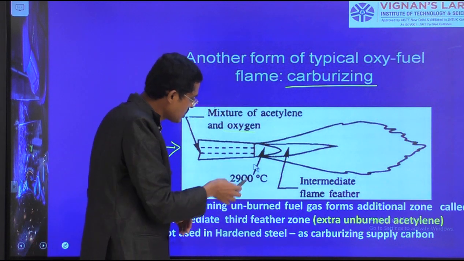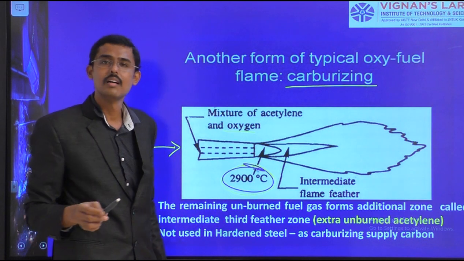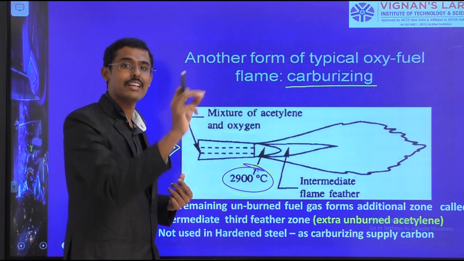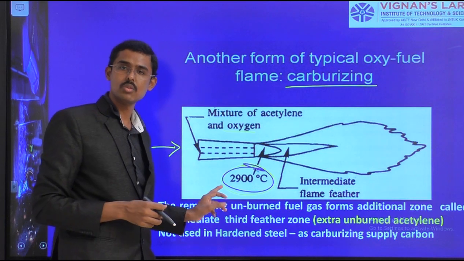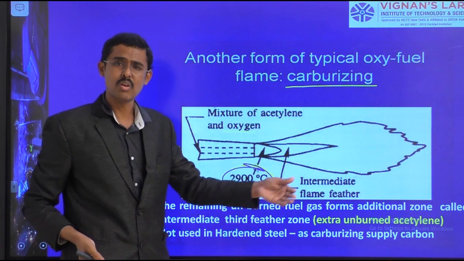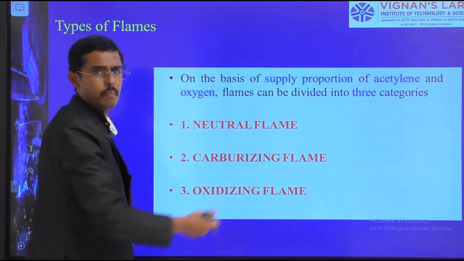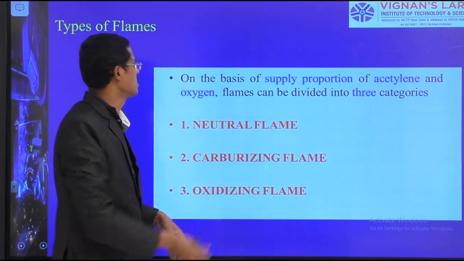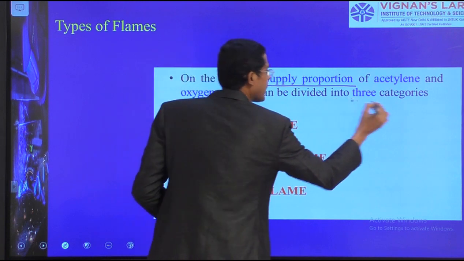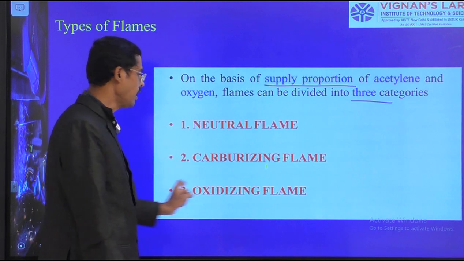So what happens here? The inner cone is around 2900 degrees centigrade. There we have seen the oxidizing process with 3100 inner cone. Here we are seeing 2900 degrees centigrade in the inner cone. The outer cone similarly is lesser than that, maybe 1270, 1260 degrees centigrade. Likewise we can see. So finally, I am dividing into three categories on the basis of supply proportions. The acetylene and oxygen flames can be divided into three categories: neutral flame, carburizing flame, and oxidizing flame.